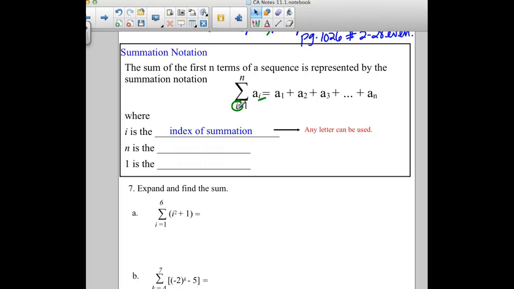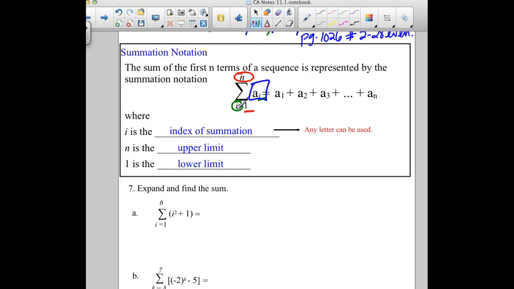The number at the bottom, in this case a 1, is your lower limit of summation. The n on the top is your upper limit. That's basically giving you a guideline of start here and end here. We want to add all the terms from this one to this one. And in this position, where you have the little a sub i, that's going to be some kind of formula that they're asking you to use to create your numbers.